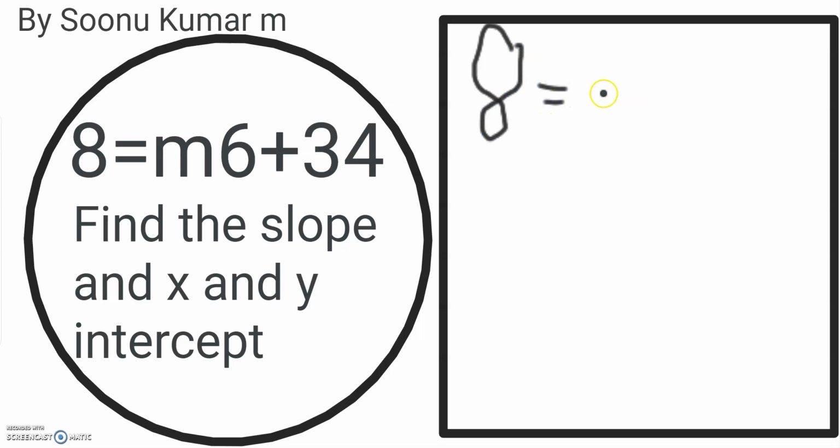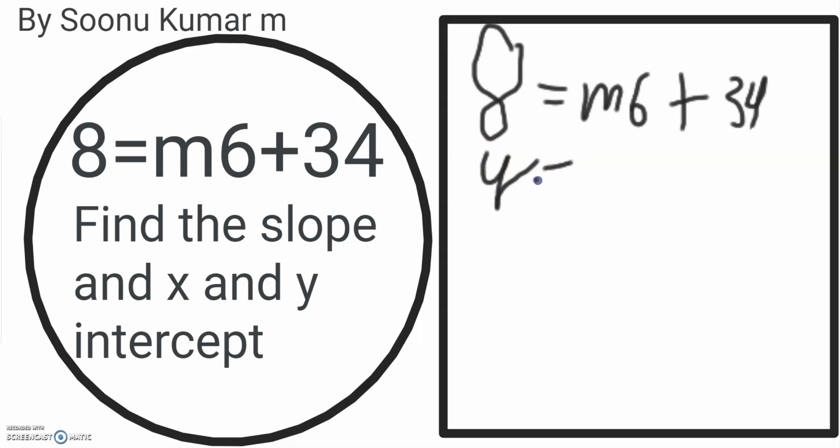Write the equation as it is, but there is one more step that you have to follow. Write it as it is. Now what is the form in which you write? y is equal to mx plus b. You have to write it correct. Now write y equals mx plus b.